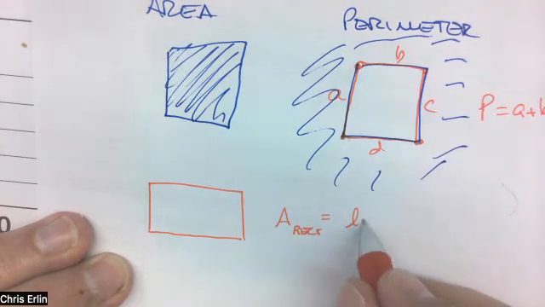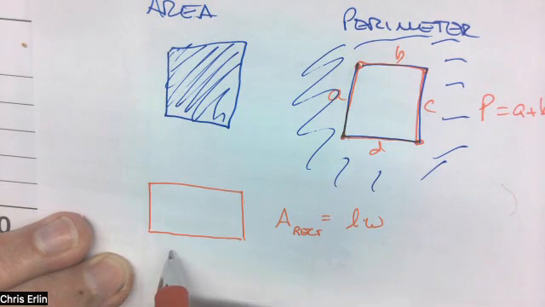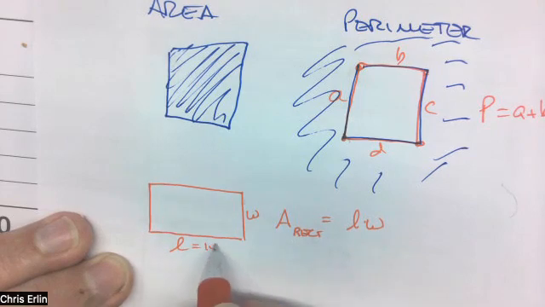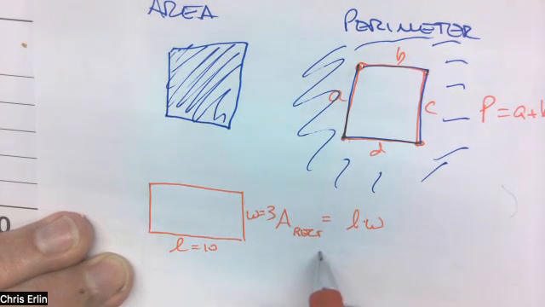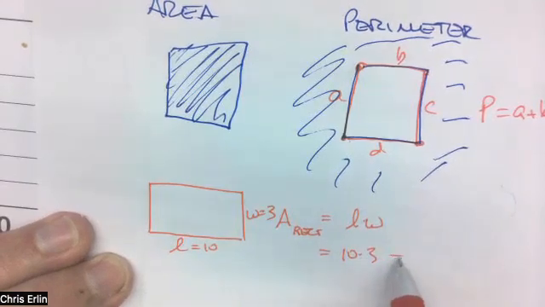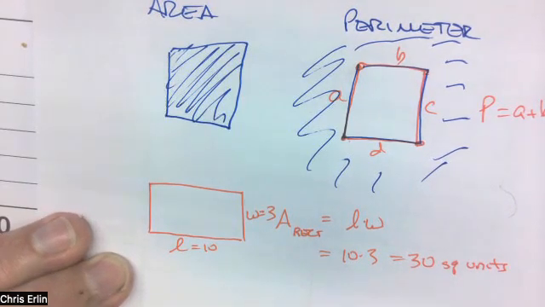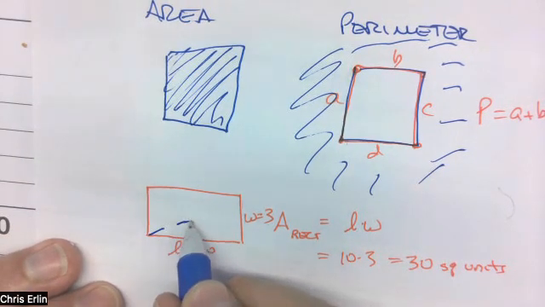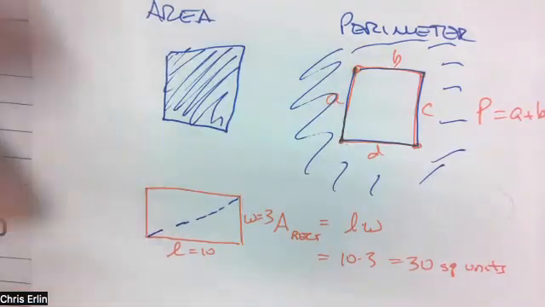Length times width. In other words, if I take this length and this width and I multiply them together, I get the area. So let's say this is 10 and this is 3. I can say that the area is 10 times 3 is 30 square units. Agreed? Now, what if I were to slice this shape in half?